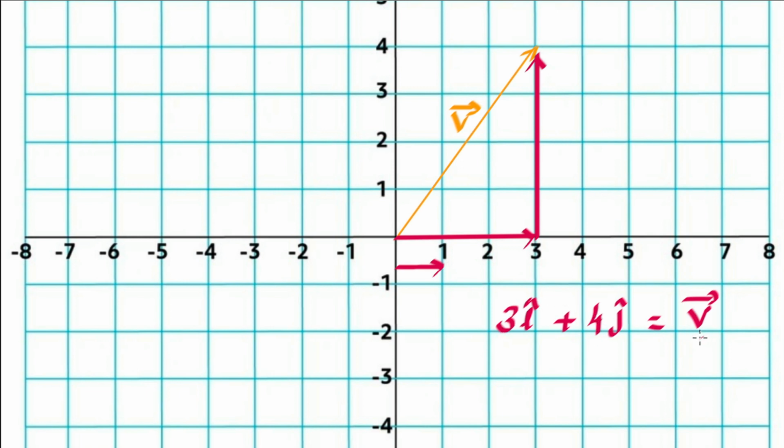The x component of the vector is not 3i, it is 3. And the y component of the vector is 4. This is 3 units long and this is 4 units long. By Pythagoras theorem, the length of vector v is 5.